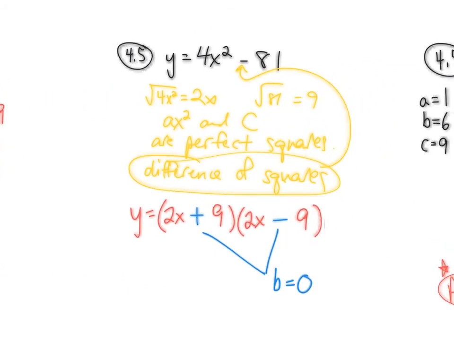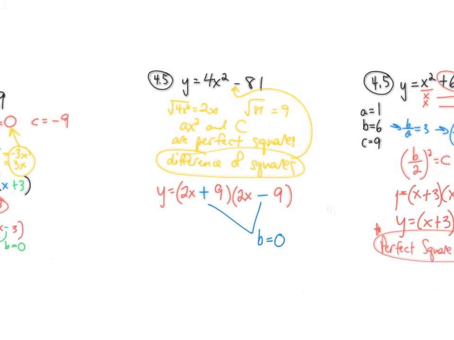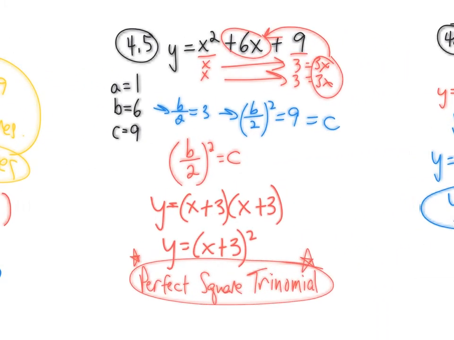So bx equals 0, which means we have a difference of, and if you examine closer, perfect squares. 4x squared has a perfect square root of 2x, and the square root of 81 has a perfect square root of 9. So we have a difference of squares. Take the square roots, write them in both brackets, make one addition and one subtraction, and you have eliminated b to be equal to 0, which leaves you with a difference of squares factored form.